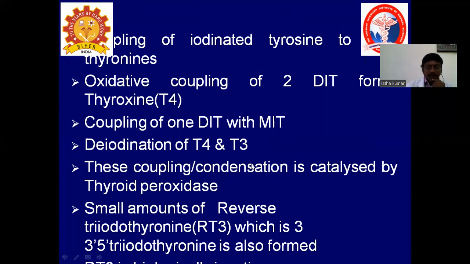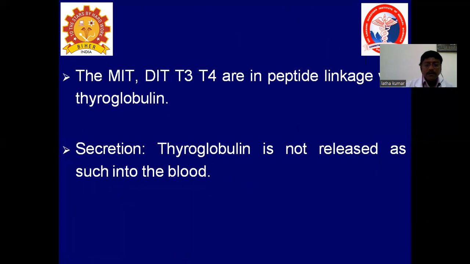This coupling and condensation is catalyzed by the thyroid peroxidase enzyme. A small amount of reverse triiodothyronine, reverse T3, is also formed. The MIT and DIT, T3 and T4 are linked to thyroglobulin by peptide linkage.